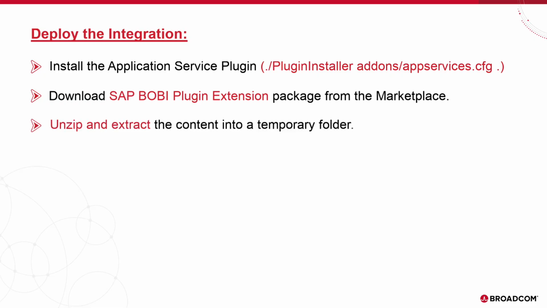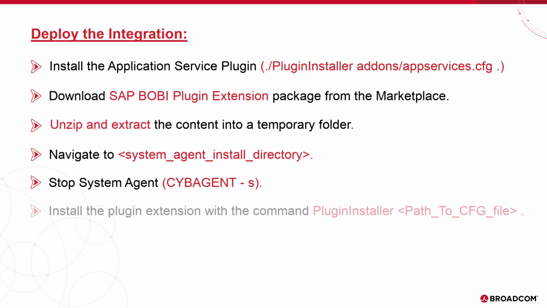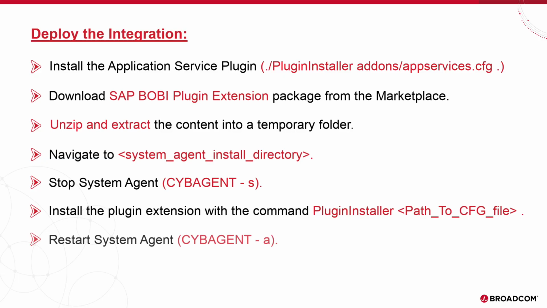Unzip the package and extract the content into a temporary folder. Navigate to System Agent Install Directory. Next, we must stop the system agent with the CYB agent-s command. Install the plugin extension with the command plugin installer, path to CFG file. Now, restart the system agent with the CYB agent-a command.